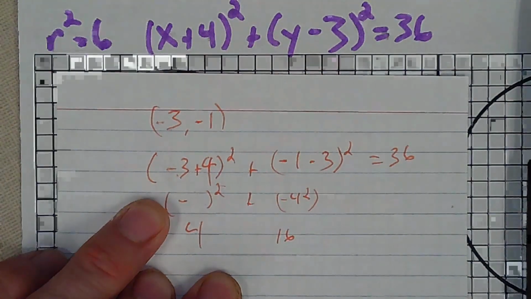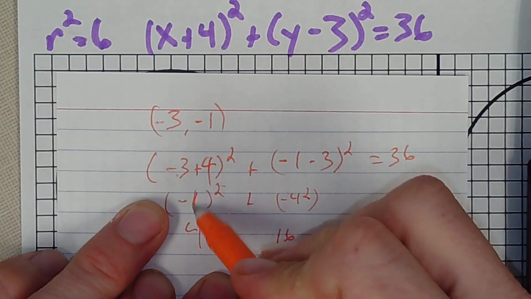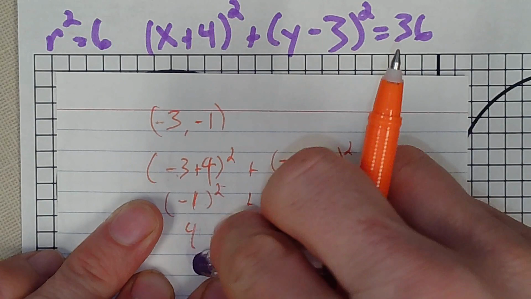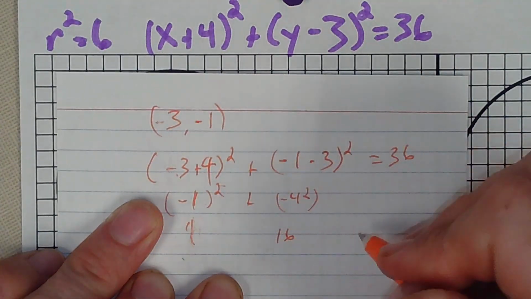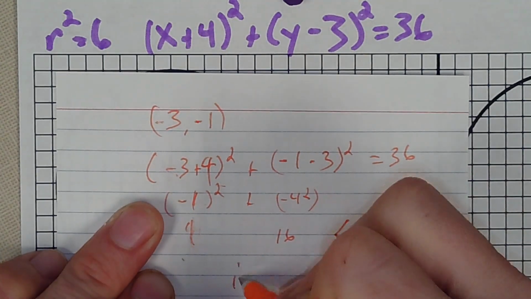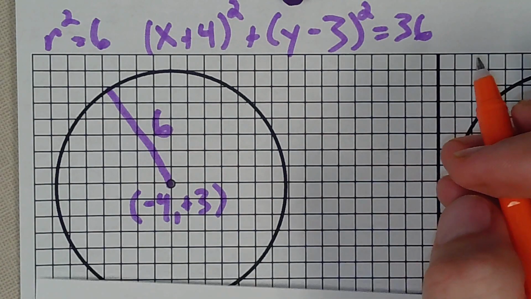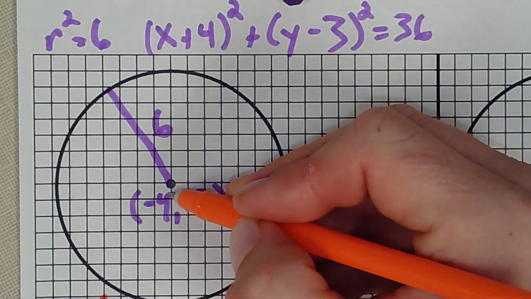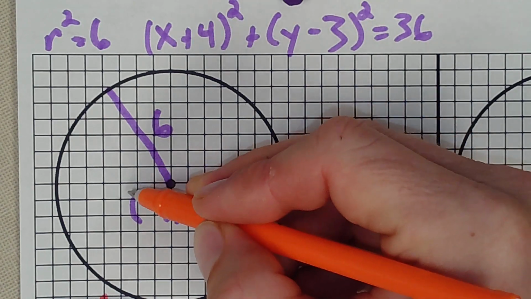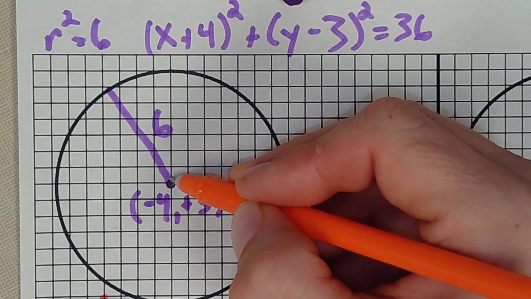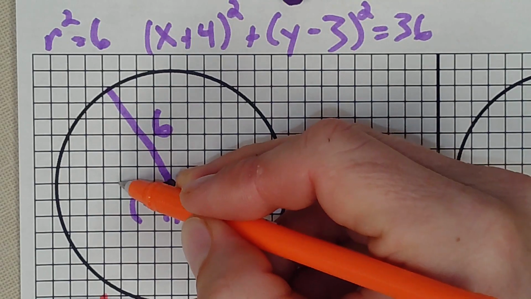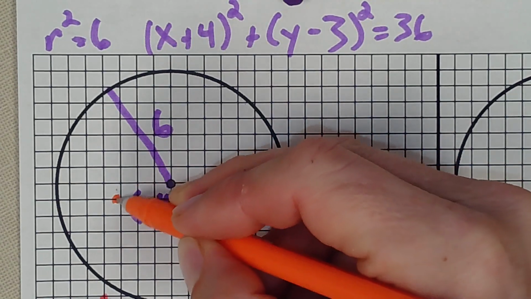All right, so -3 plus 4 is 1, which is going to be 1 squared, so that's going to be 17, which is less than 36. So it's going to be inside. If you look at -4, -3, it's going to be close, and then -1 would be right here-ish, I guess.